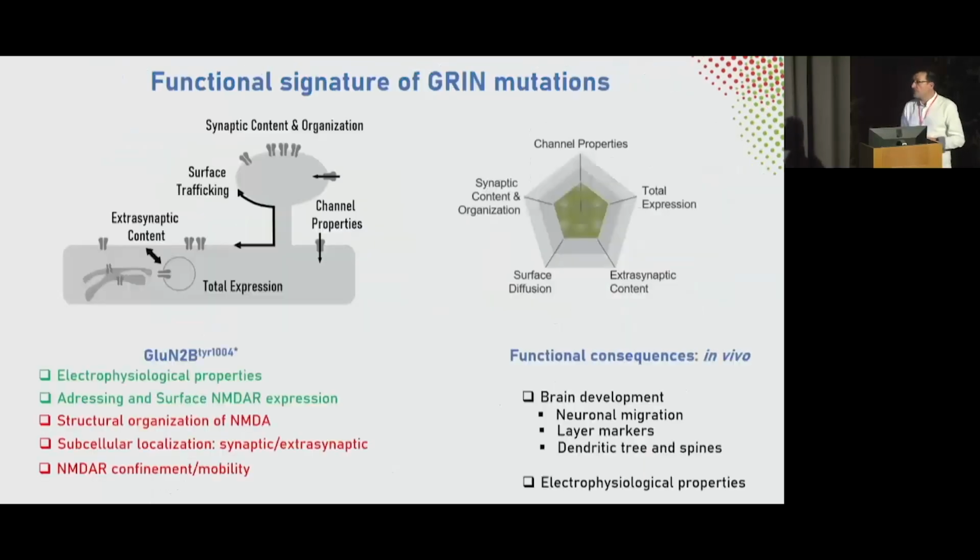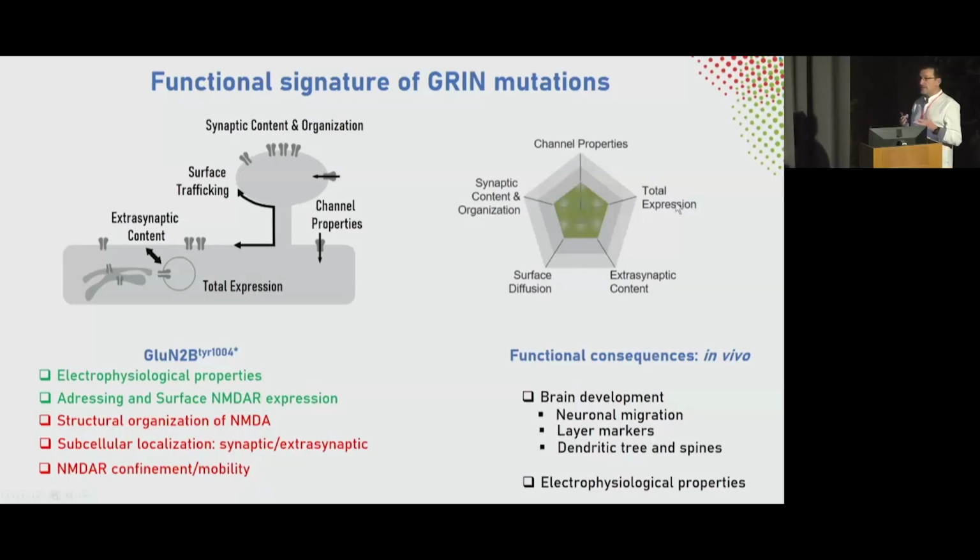So to conclude, we know that the functional signature is really key. The channel properties are really key for the mutant. But we know that there are also other criteria that can affect the activity and the signaling pathway induced by the activation of the NMDA receptor. For example, the synaptic content, the surface diffusion, the extrasynaptic or the total expression are really key.